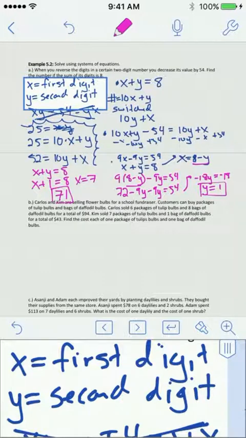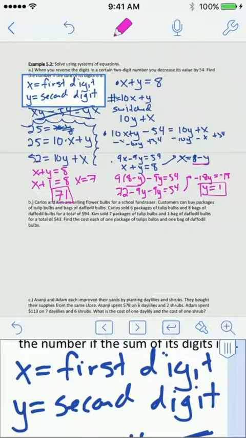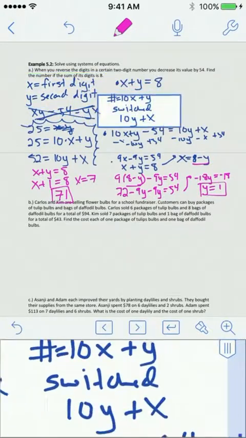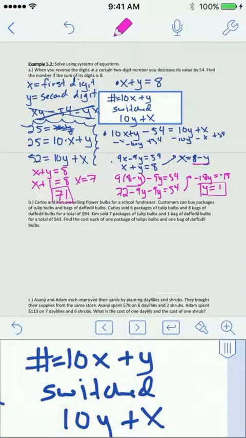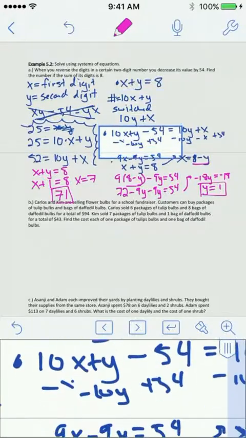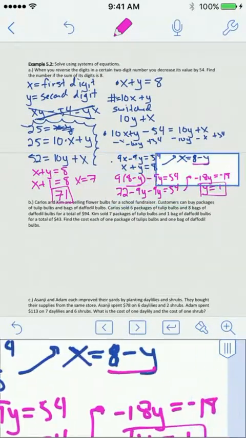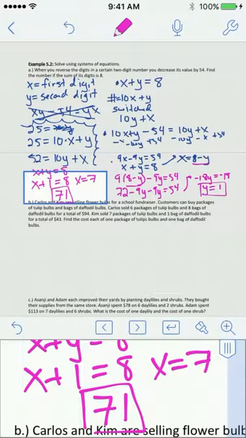So just to review this problem, I want to define it with digits, but because I've defined it in this digit mode, I have to go through this little addition to what my number would be, right? And that's probably the hard part. After that, I created two equations, solved them by substitution, and found that my number is equal to 71. All right, let's try another one.